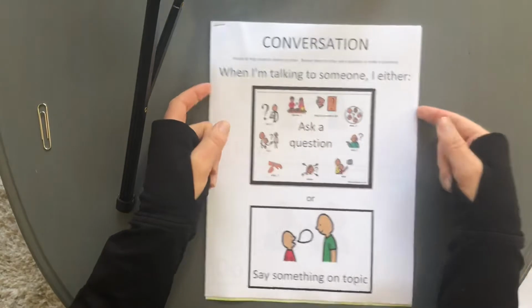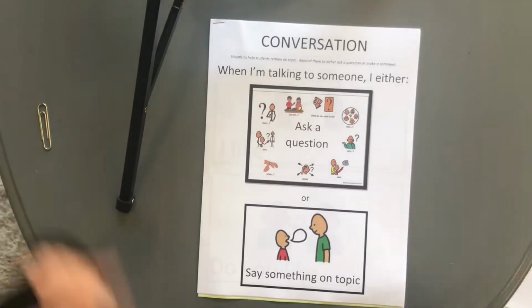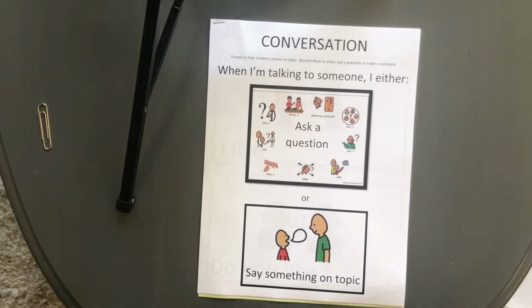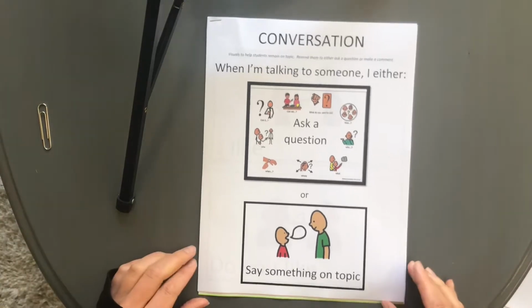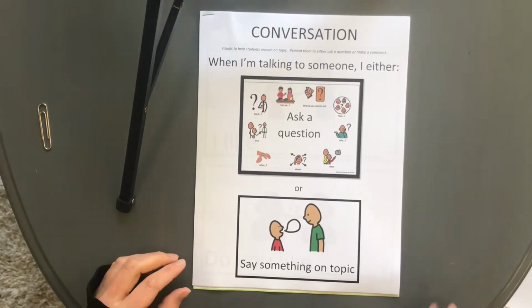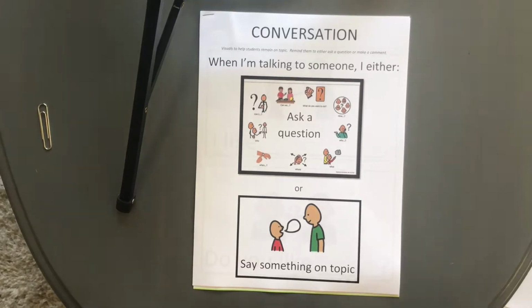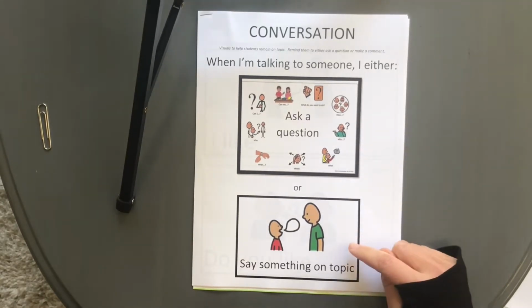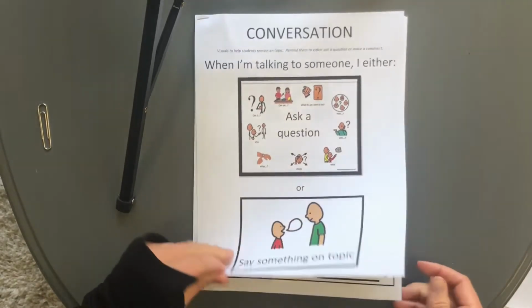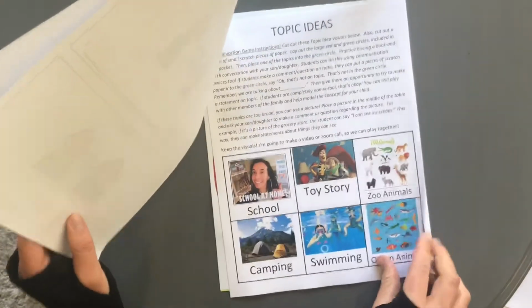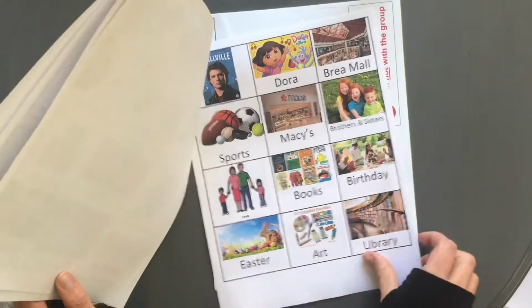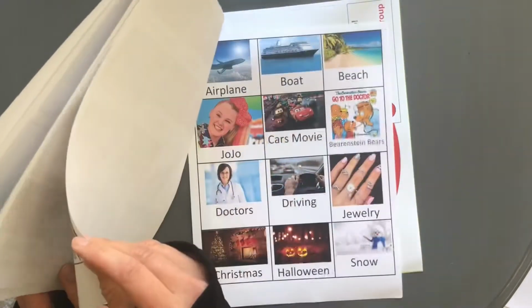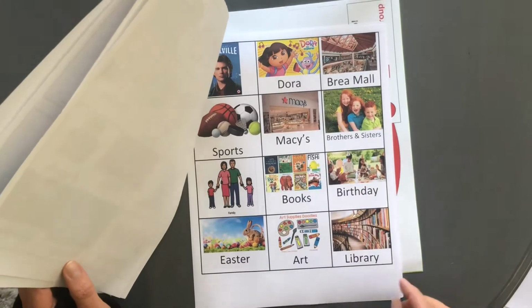So this first sheet is just to try and help with back and forth communication. Some of my students are really good at initiating conversations, but then that communication ends after a couple exchanges. So this way we can remind them, oh, when we're having a conversation, you have to either ask me a question or say something. And you want them to try and do it all on topic, which is why I provided all these topics for them. And what I suggest you do is you cut them out and then lay one at a time. Some of them are very specific.